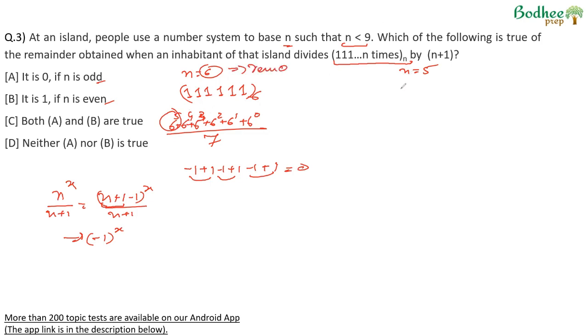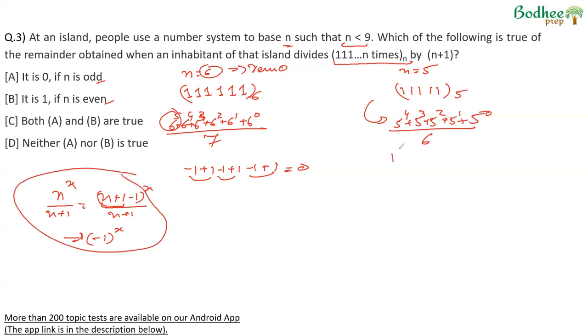If we look at n equal to 5, 11111 in base 5, converting this into base 10, now we'll get an odd number of terms: 5 raised to power 0, 5 raised to power 1, 5 raised to power 2, 5 raised to power 3, 5 raised to power 4. Multiplying each term with an increasing power of 5, this is divided by 6. From this logic, the first term will give a remainder of 1, then minus 1, then 1, then minus 1, and finally the last one will give us a remainder of plus 1. Here the number of terms is odd, so net 1 will always remain. So when n is odd, the remainder will be 1.